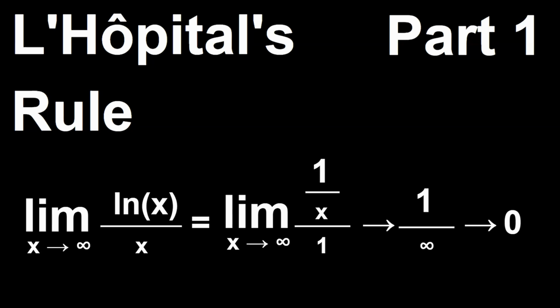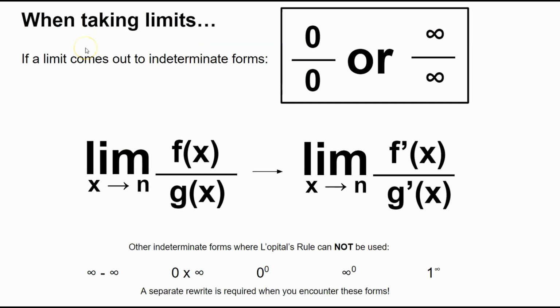Welcome to the arithmetic zone, and today we're going to learn about L'Hopital's rule. L'Hopital's rule is a special method that you can use when evaluating a limit, specifically when your limit comes out to one of these two indeterminate forms, 0 over 0 or infinity over infinity.